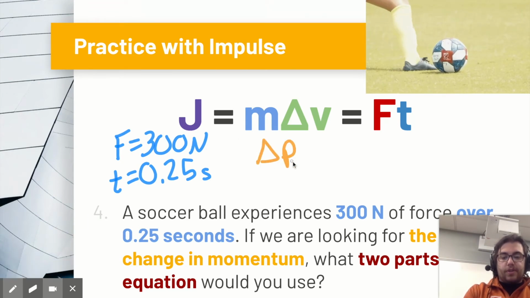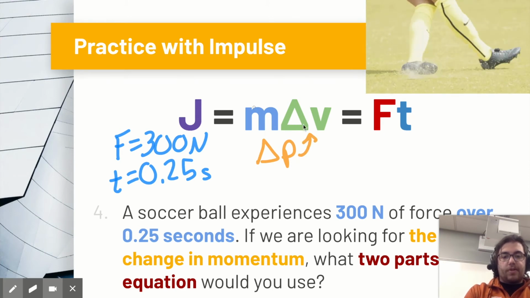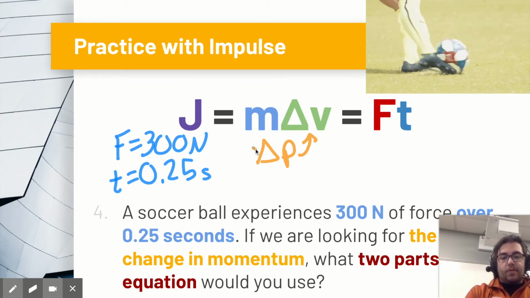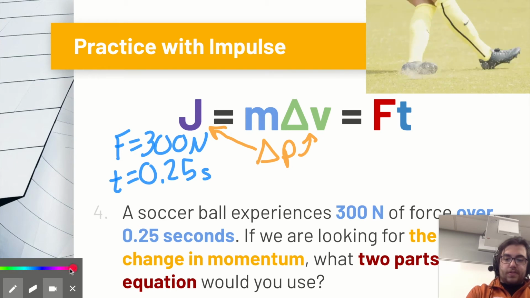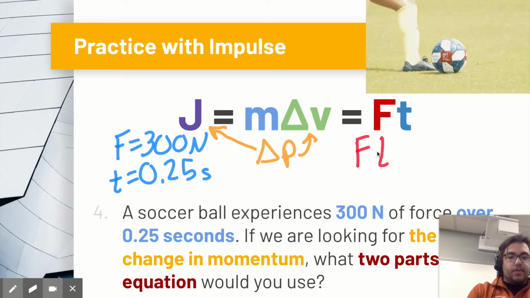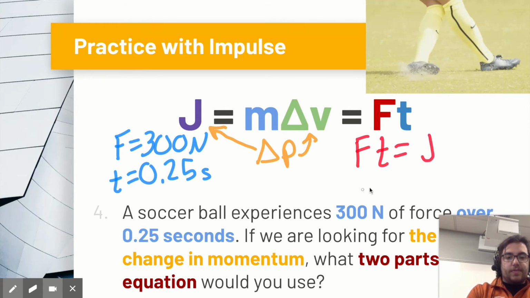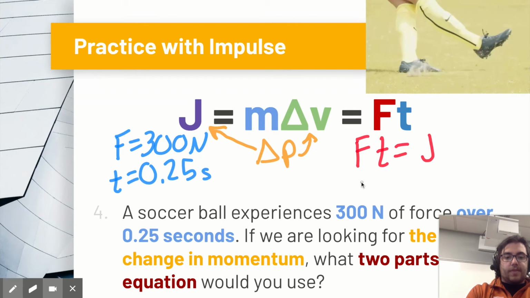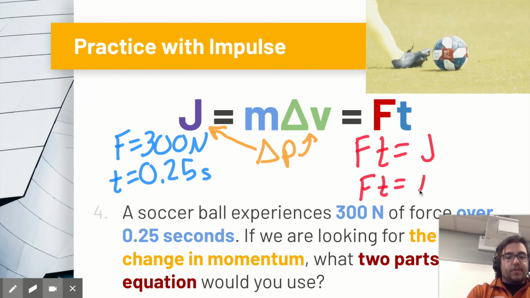So if you recall, I said delta p is either equal to this portion right here, or it's the exact same thing as impulse. So this is kind of a choose your own adventure type of deal. You get to choose how you want to write the equation. You can write it as Ft is equal to J, which I think is the easiest way to think about this problem. Or you can write it as Ft is equal to delta p.